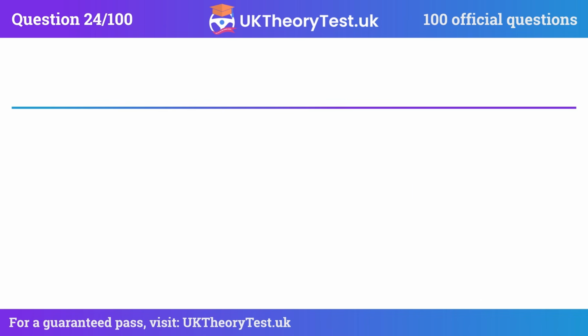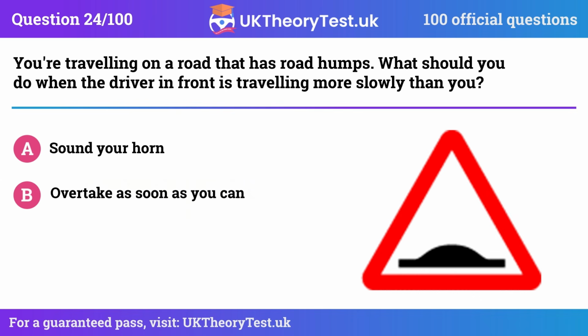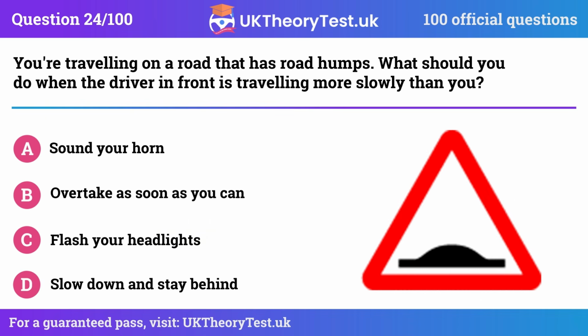Question 24. You're traveling on a road that has road humps. What should you do when the driver in front is traveling more slowly than you? A. Sound your horn. B. Overtake as soon as you can. C. Flash your headlights. D. Slow down and stay behind.